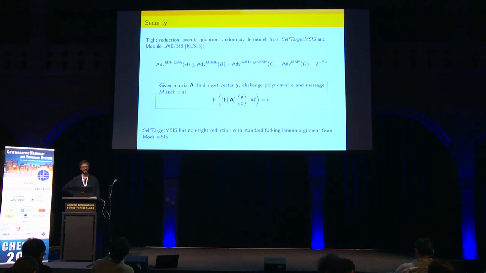Now, security-wise, there is a tight reduction, even in the quantum random oracle model, to module LWE and module SIS, and a new assumption called self-target MSIS. Self-target MSIS is basically a combination of MSIS and a hash function. This is also the reason why we think it's secure. Since the hash function doesn't share any algebraic property with MSIS, it seems unlikely that you can solve this more easily than solving some MSIS problem. But if you don't believe this, then you can go all the way to module SIS, but only in the classical random oracle model and with a standard forking lemma argument.